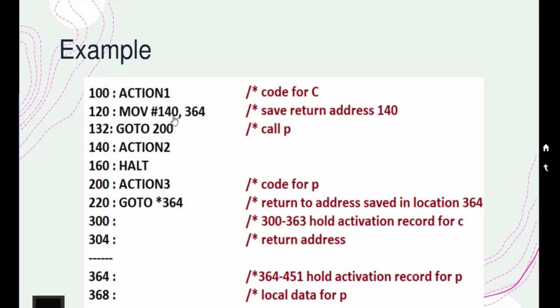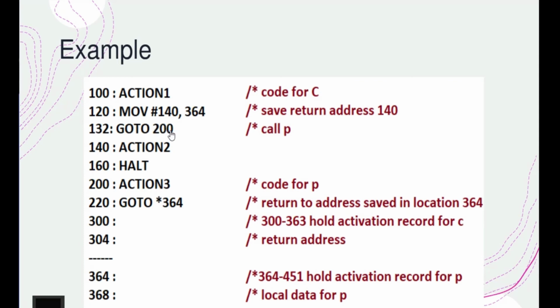Then we move #140, 364. So this move #140, what is here? It is equal to move #here plus 20, right? So what is the use of this instruction? It helps to save the return address. So where is the return address stored? Return address is stored in 140.